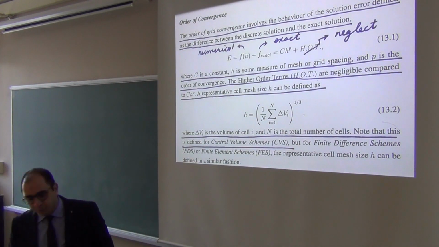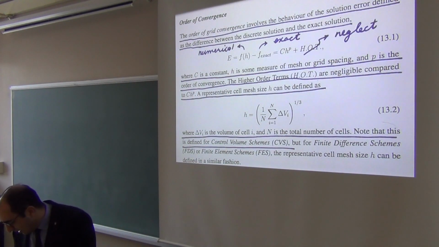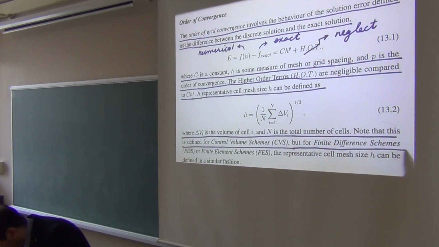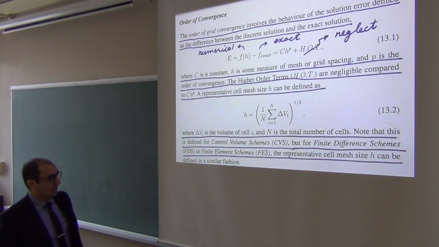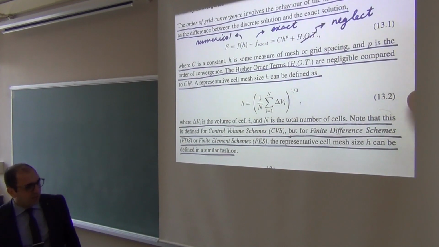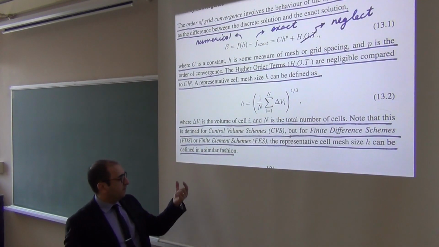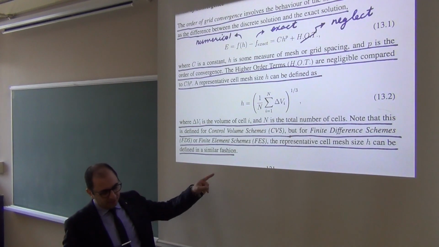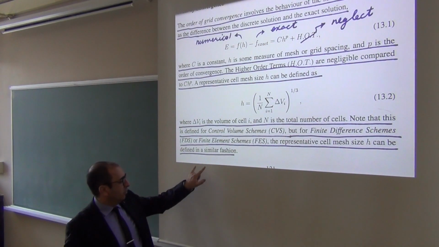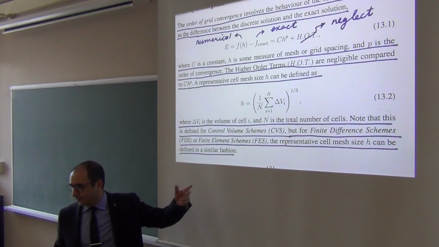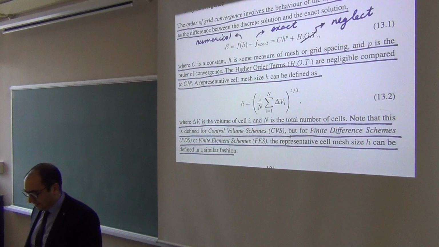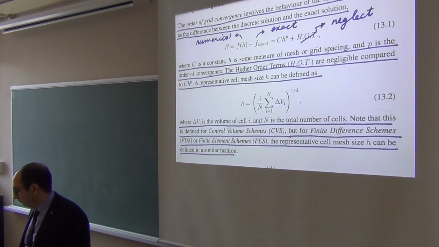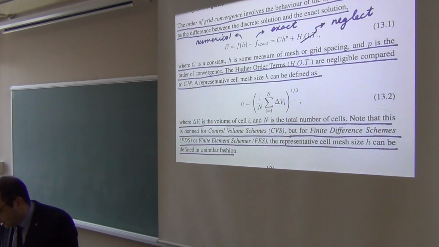So this works for control volume schemes, pretty nice. Although for finite difference schemes, which we have in the computer labs, the representative cell size can be defined in a similar fashion. In the finite difference, we actually have spacing between the computational nodes, and you take, let's say, the average distance between adjacent nodes as your representative mesh size h.